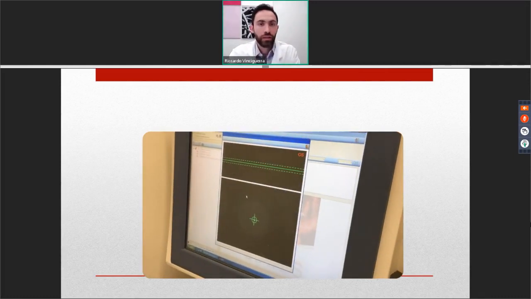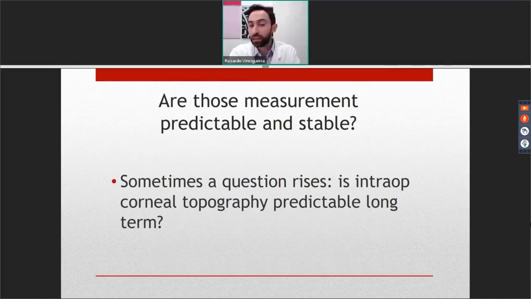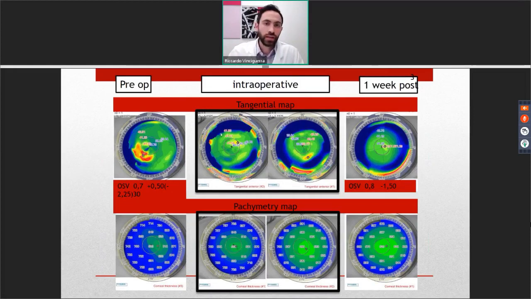And then you will say, well, is it predictable? Can you trust this measurement? And the answer is yes. You can see that the intraoperative topography is very similar to 1 week post-op when the epithelium is closed.